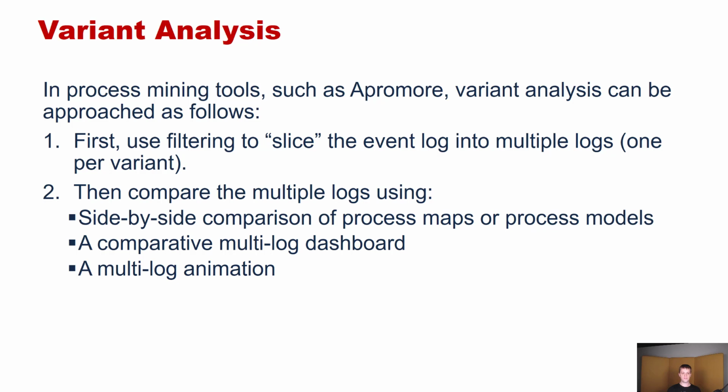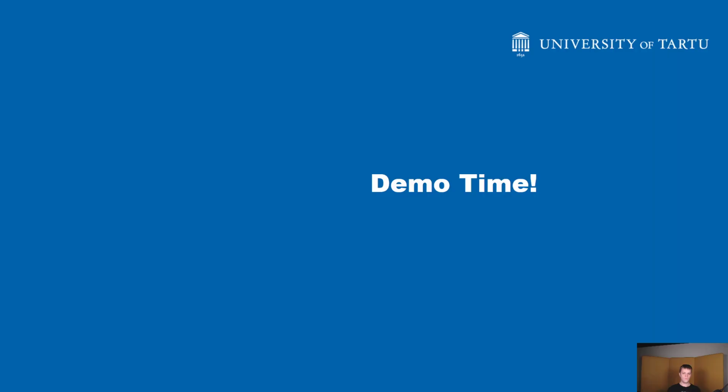And variant analysis can be a very useful tool in multiple cases. For example, if we have the same process that is fulfilled in Estonia, Latvia, and Lithuania, and we figure out that in Latvia, for some reason, the process is performing much better than in Lithuania and Estonia, then we could take that event log, split it into 3 parts per country, and figure out why one country is performing much better than other countries. So let's do a small demo and look at how variant analysis would look in Apromore.